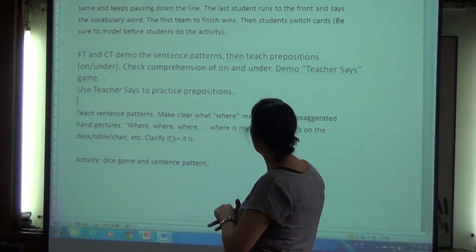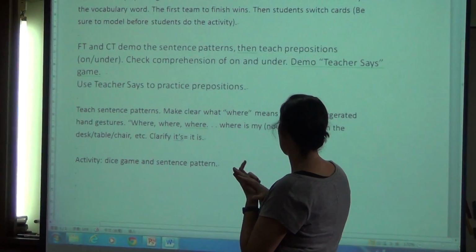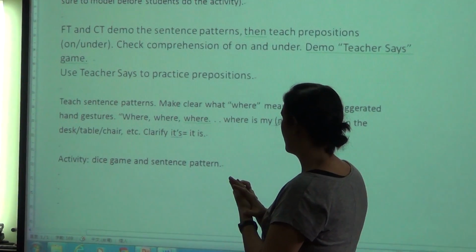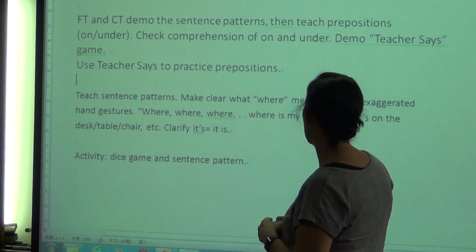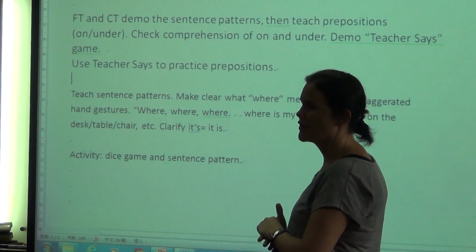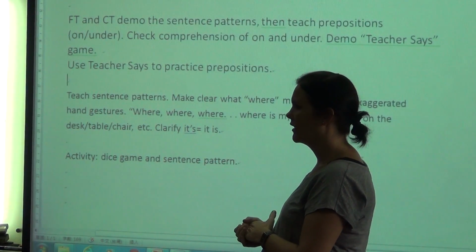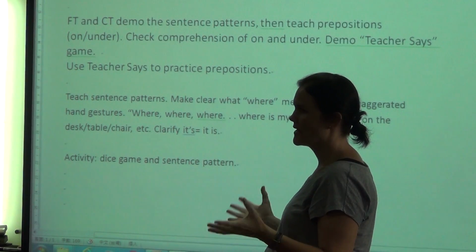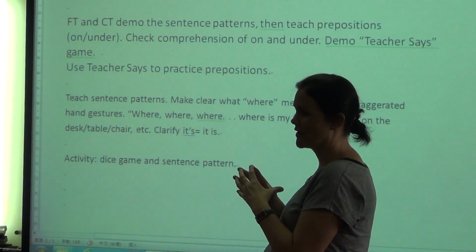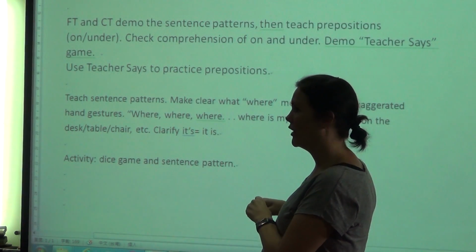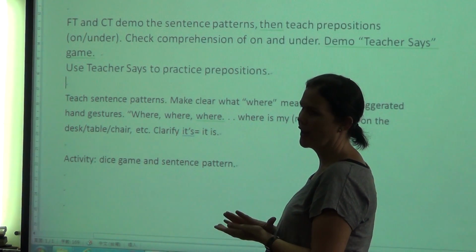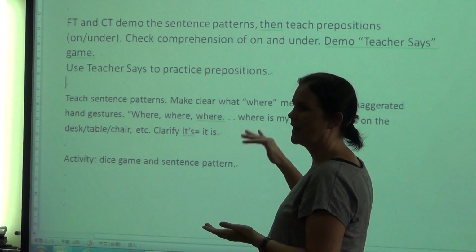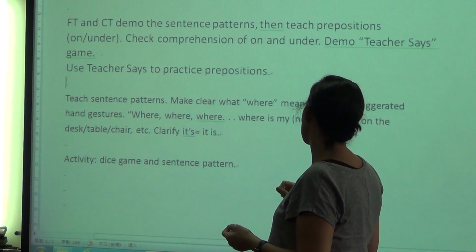Then we move on to the sentence pattern. Write it up on the whiteboard. Where is my noun? It's on all the substitutions. And in the teaching, you need to highlight some points, like what does a where question mean? A where question means a place. What places have we learned? We've learned on the bed, on the chair, on the desk, on the sofa, on the table, under the bed, etc. And also use gestures.